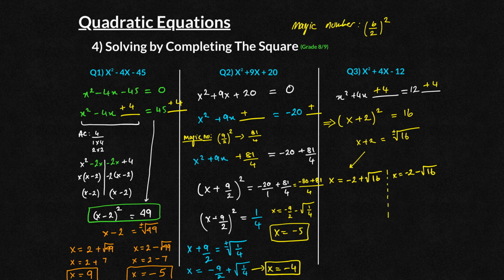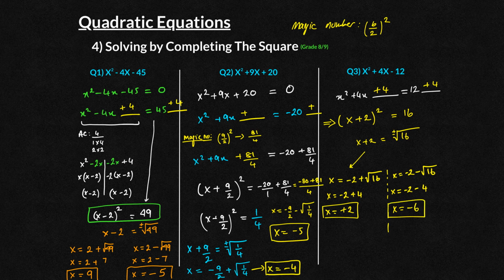So putting a line here, we end up with x equals minus 2 plus 4. That's the square root of 16. And x equals minus 2 minus 4. So x equals minus 2 plus 4, which is plus 2. And x equals minus 2 minus 4, which is negative 6.